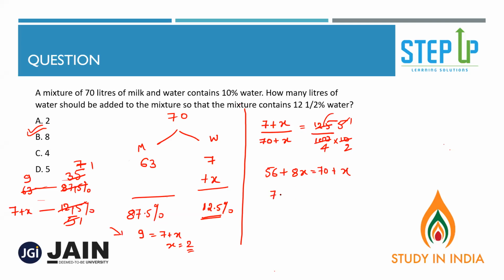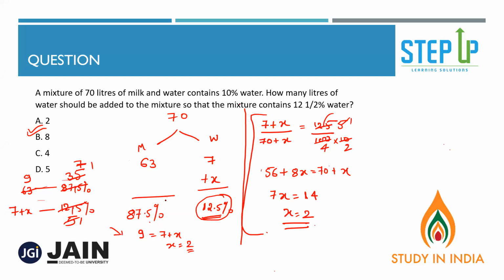8x minus x, 7x, 70 minus 56 is equal to 14, x is equal to 2. Okay, do this method. 87.5 was like 100% minus 12.5. If 12.5% is water, then the remaining will be milk. 87.5% will be milk. That's why 87.5%.